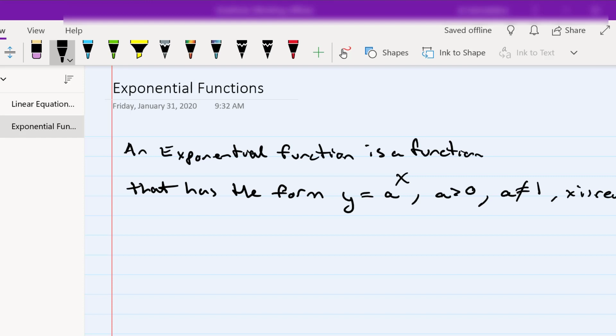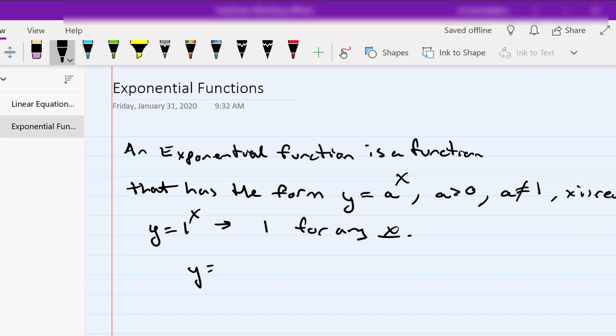An exponential function is a function that has the form y equals a to the power x, where a is greater than 0 and a is not 1, x is real. Why is a not 1 allowed? Well, if we had 1 to the power of x, this would just be 1 for any x. And that's, well, mathematically pretty boring.